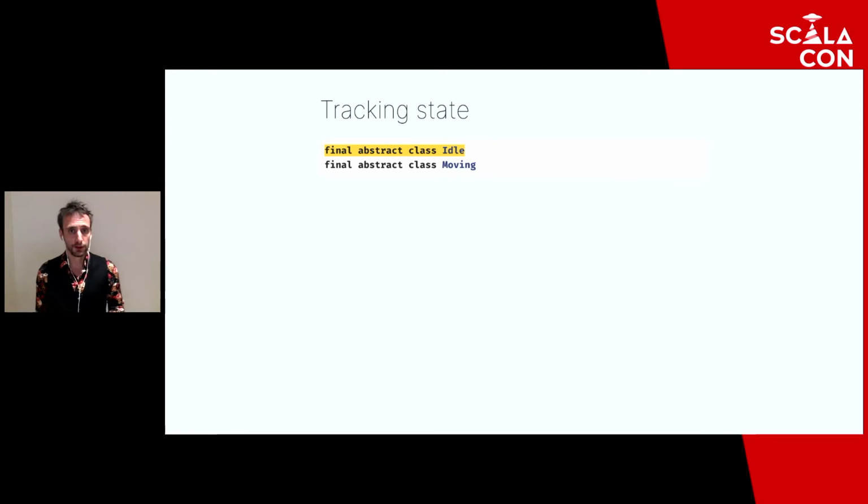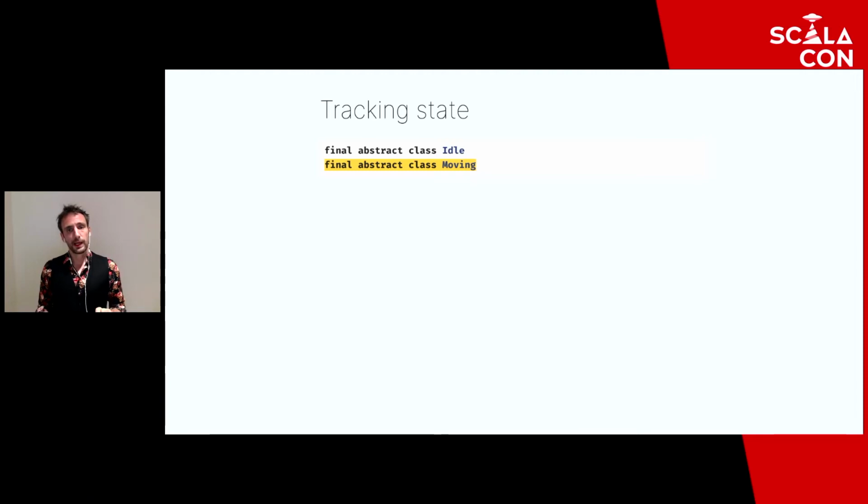Idle means that the Gundam is not moving, and moving means that the Gundam, well, is not idle. And if you look at these types, they're final and abstract. Abstract meaning that you need a subtype to be able to instantiate it, and final meaning you can't have a subtype. So basically, these two types mean there's never going to be a value of type moving or idle. They're just types, just here for the compiler.